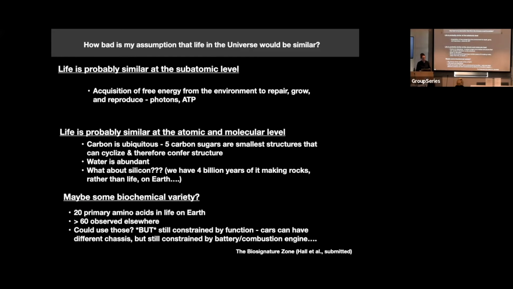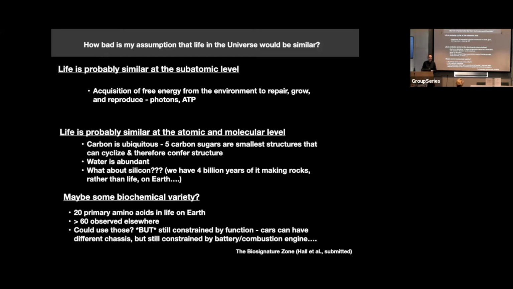I say maybe it's not so true, because there's a good chance that life is probably similar at the subatomic level. Life has to be out of equilibrium with its environment. In order to do so, it has to take in some energy from its environment and use it to do all of the things that life needs to do. Life is also probably similar at the atomic and molecular level. For example, carbon, it's ubiquitous. The 5 carbon sugars are basically the smallest things that can form ring-like structures and give structure to other things biochemically. Water is very abundant for a solvent. Why choose ammonia when water is so abundant in the universe?